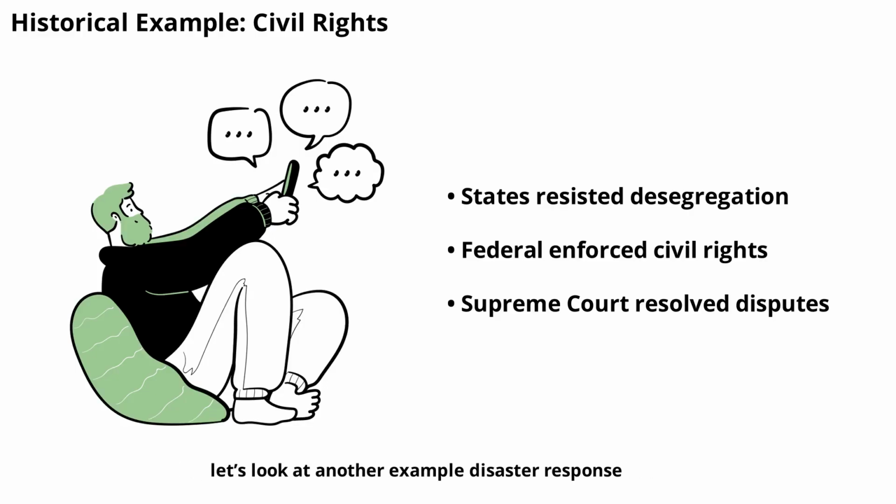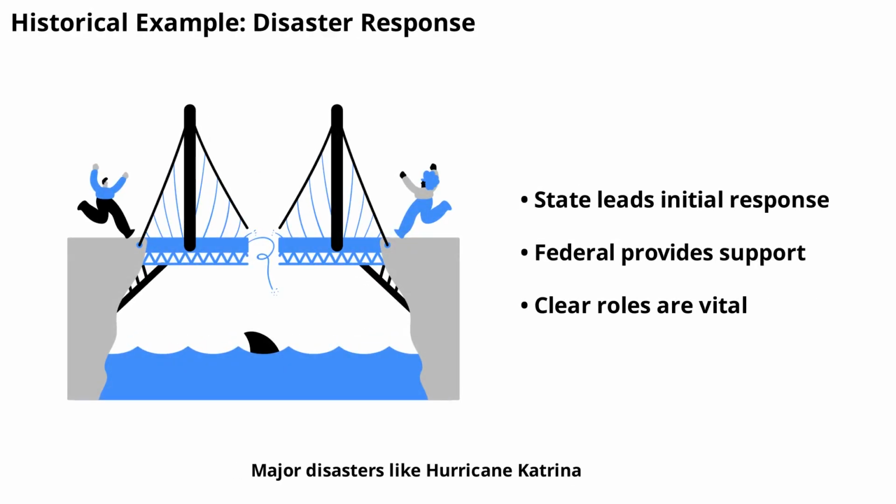Next, let's look at another example: disaster response. Major disasters, like Hurricane Katrina, highlight the need for cooperation between state and federal offices. Initial response comes from state and local agencies, but federal offices provide critical support and resources. Delays or miscommunication can lead to serious problems, emphasizing the importance of clear roles and teamwork.